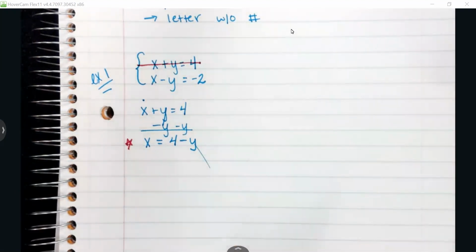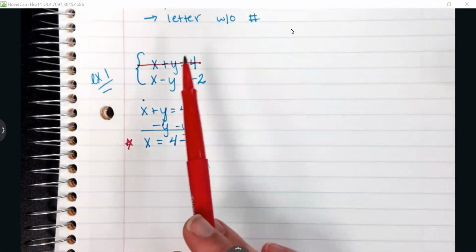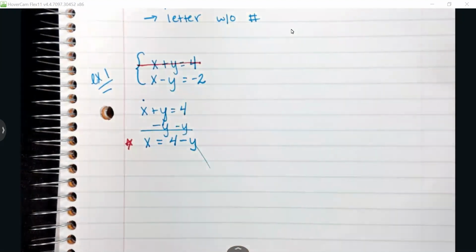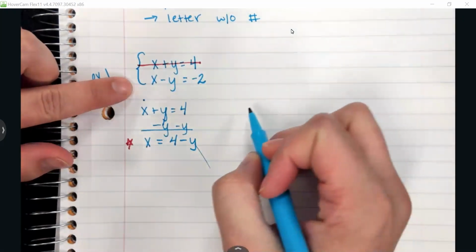Okay? Yes, Bianca? Okay, so does it matter which letter you're solving for? Is it always going to be x? No. You want the positive letter that has no number in front. So it's not always going to be x. It might be y. It might be a. It might be p. Whatever letter is positive without a number is what we want to try for. Okay? So I crossed out my first equation, which means I have my second equation.